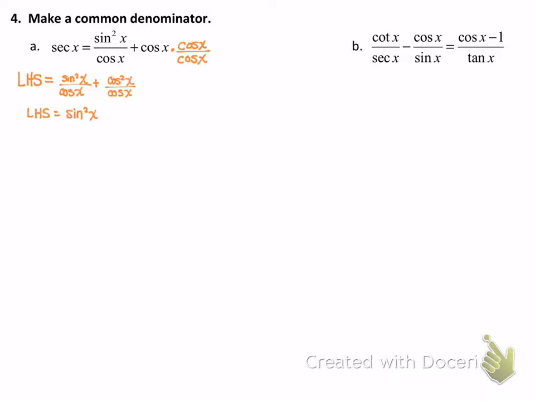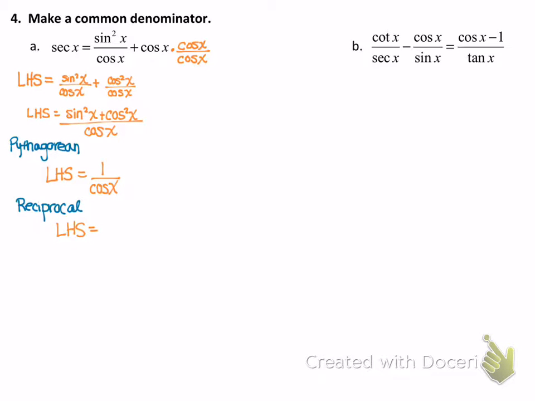And if you notice, now we have sine squared x plus cosine squared x, and that is a Pythagorean identity. So that equals 1. So I have my left-hand side equals 1 over cosine of x. I'm looking for it to be set equal to secant, and we know that secant is the reciprocal of cosine. So my final answer, or my last line, is the left-hand side is equal to secant of x, which is what we wanted.